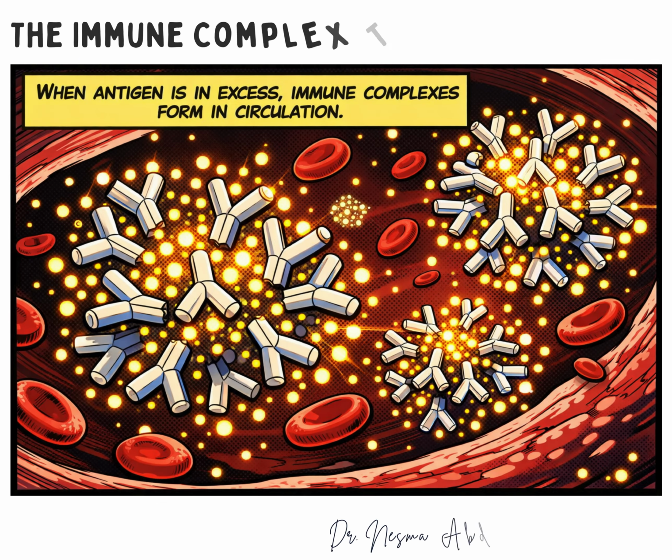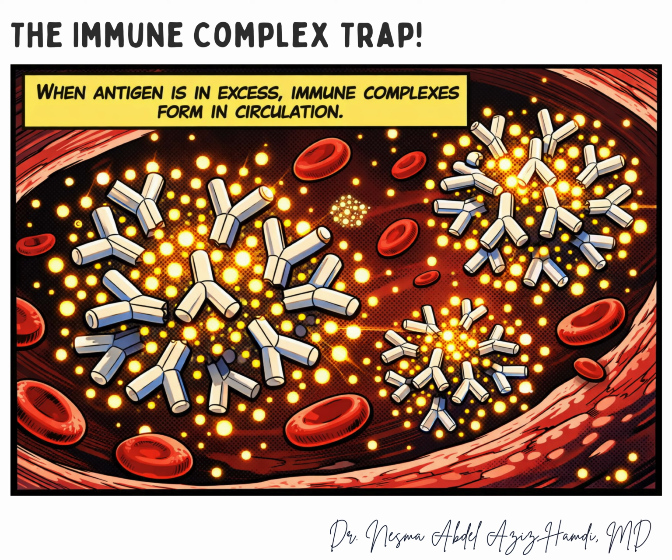Moving to type 3 hypersensitivity, we introduce the concept of immune complex formation. This occurs when soluble antigens bind to circulating antibodies, forming antigen-antibody complexes. While small complexes are usually cleared efficiently, if there's excess antigen or impaired clearance, they can grow larger and persist. These floating clusters are the precursors to tissue damage, as their deposition in various organs is the hallmark of type 3 reactions.